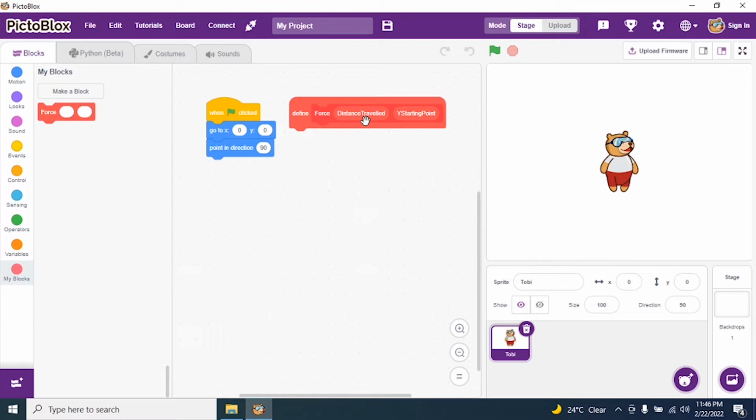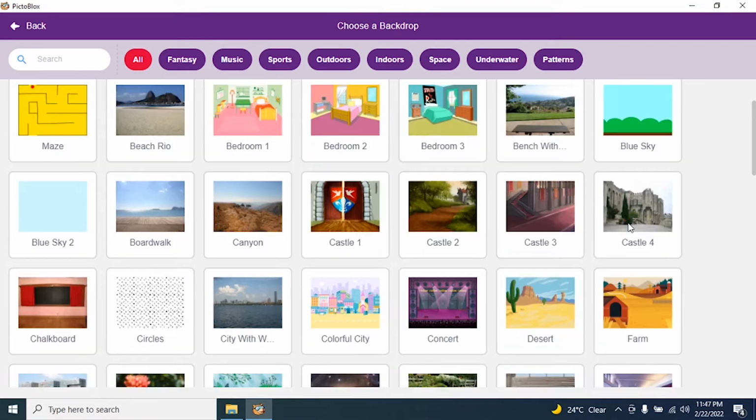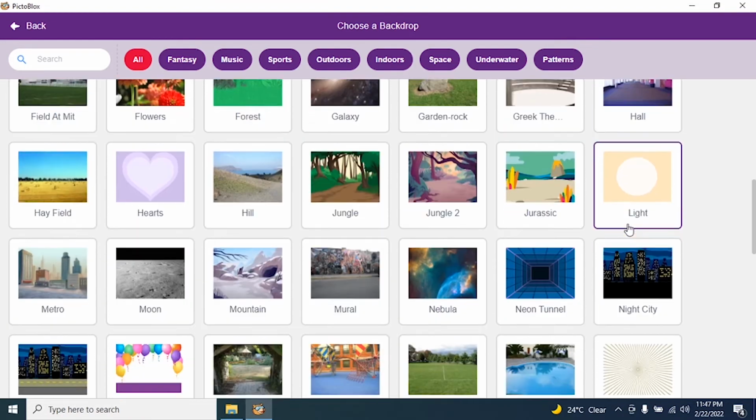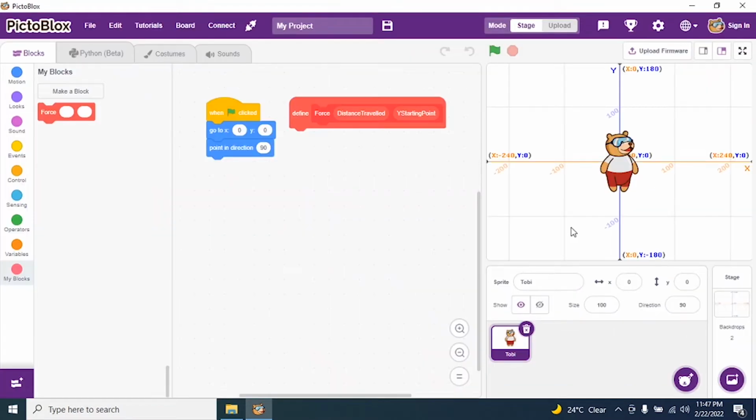So what is y starting point? In a stage we have x and y axis. Have you all seen a graph at any time? We have an x axis in the center, that is the horizontal, and the vertical is the y axis. I will show you. I go to choose background at the bottom, and I search for x and y coordinates or grid. Yes, so I have x and y axis.